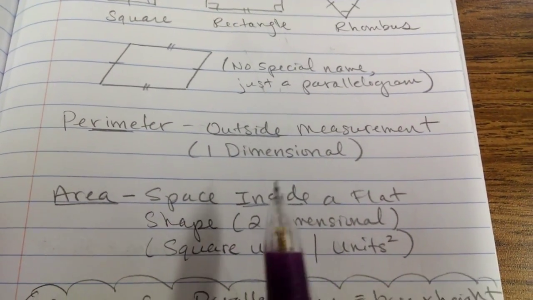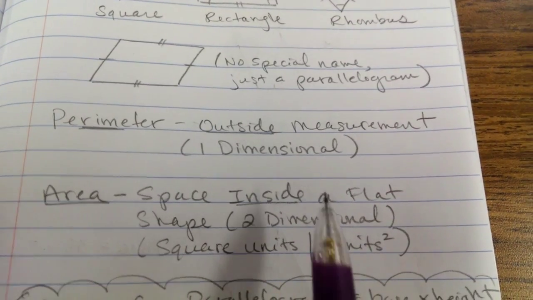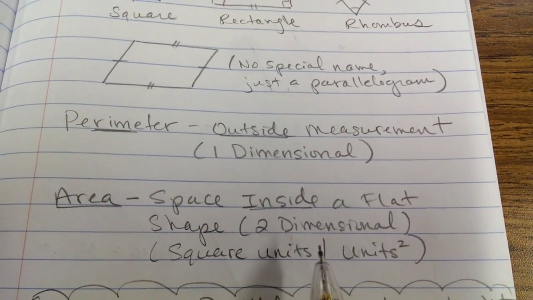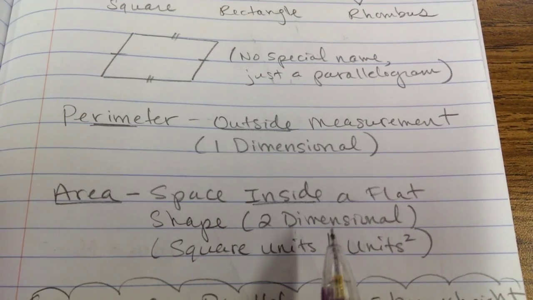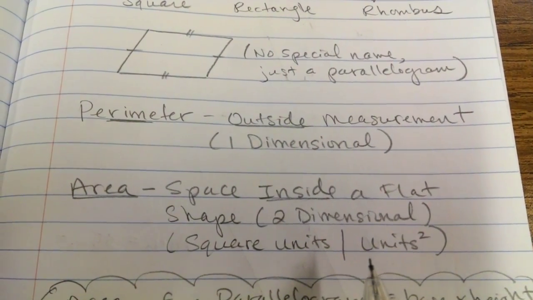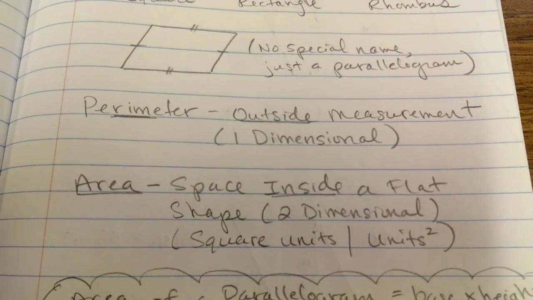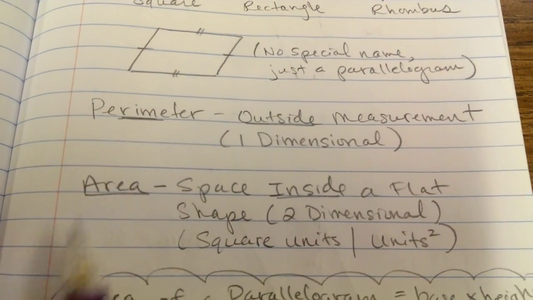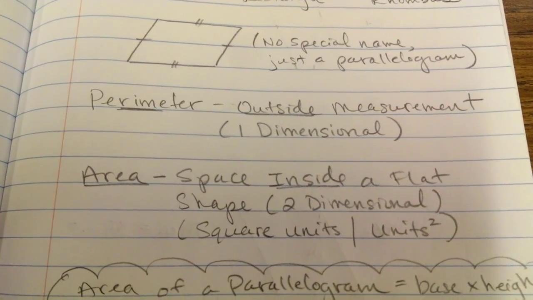Area is a space inside a flat shape. It's two-dimensional. Okay, it's no longer a line, it's an actual shape, but it's flat. And we measure area with square units or units squared. We figure out how many squares can fit in a shape, and that's how we measure area. How many squares can we fit in a shape?